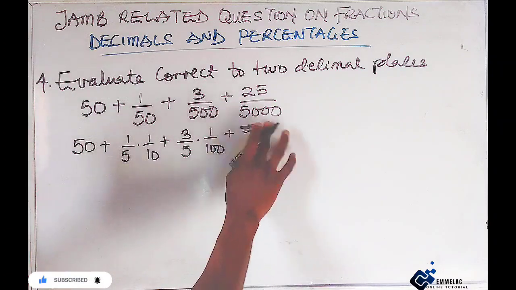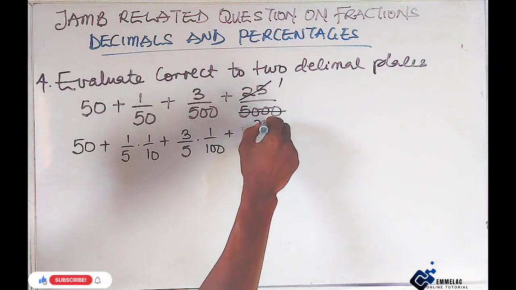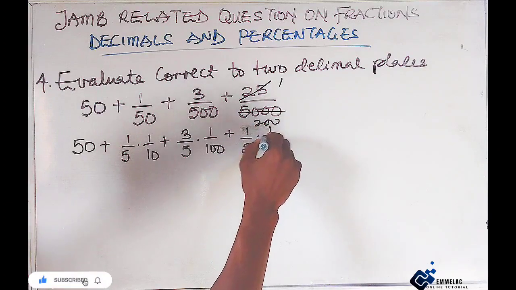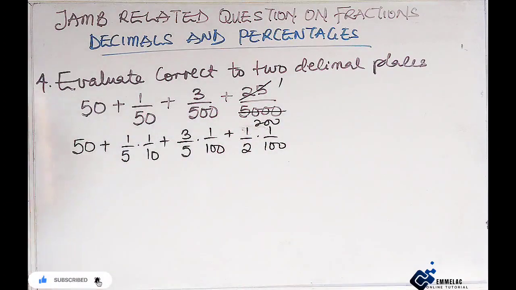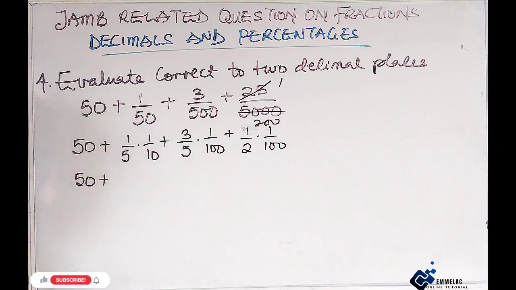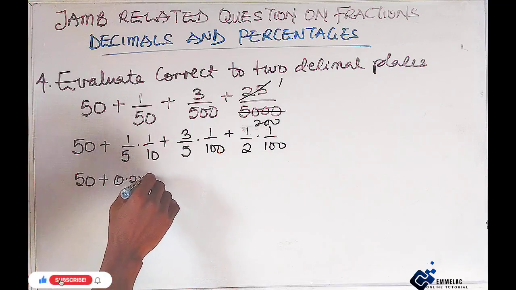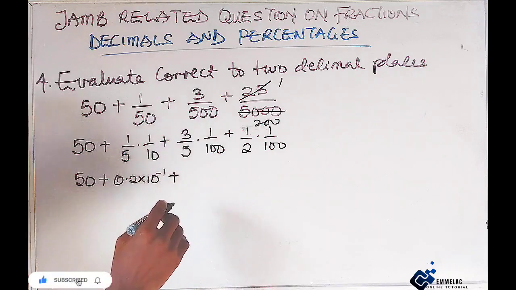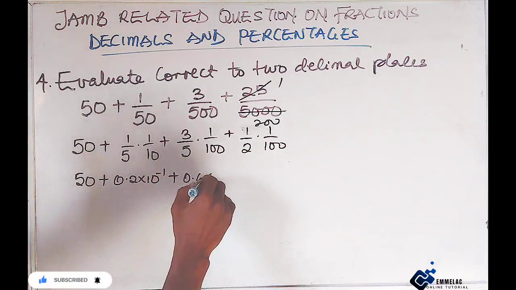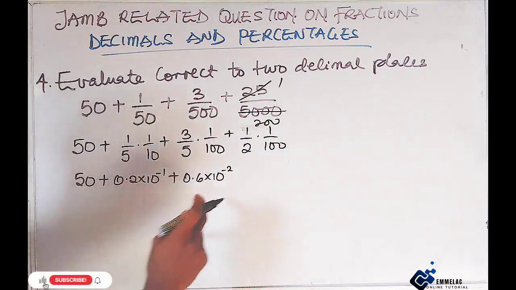You can actually divide this. 25 here 1, now 25 here 200. So we end up having 1 over 2 times 1 over 100. Okay, now we've split this. So here you have 50 now plus 1 over 5 is just 0.2 now times 10 raised to the power minus 1, now plus 3 divided by 5 should give us 0.6, now times 10 raised to the power minus 2, because you change all this to indices.